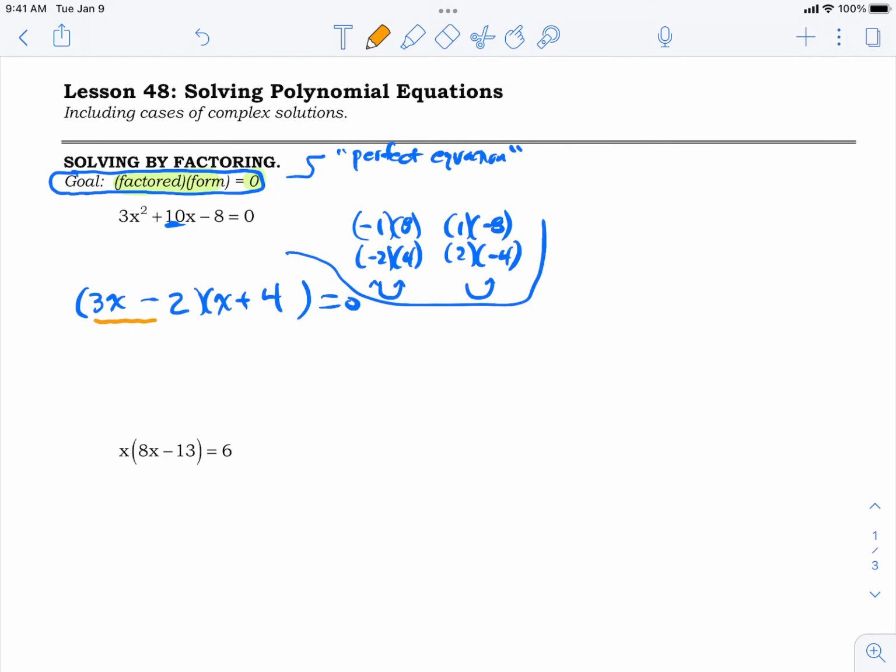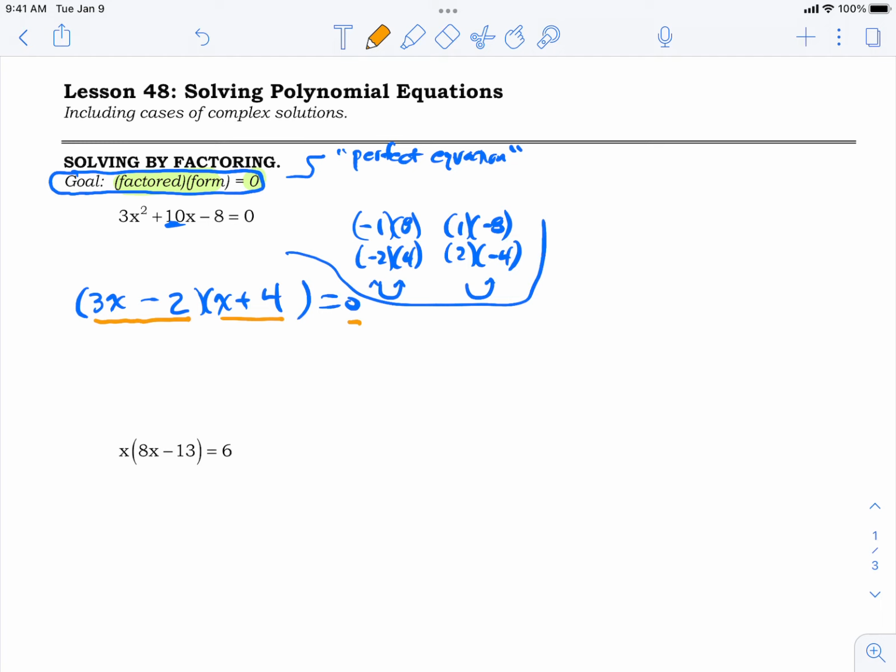Remember, this counts as a single object. When you put things in parentheses, it says that's a thing. 3x minus 2, that's a thing. I got a thing times another thing. And when I multiply these two things, I get 0. Well, how do you get 0 when you multiply two things together? One of the things has to be 0, right?